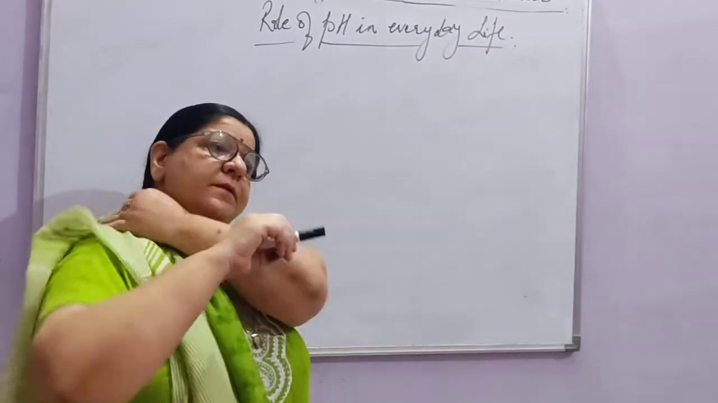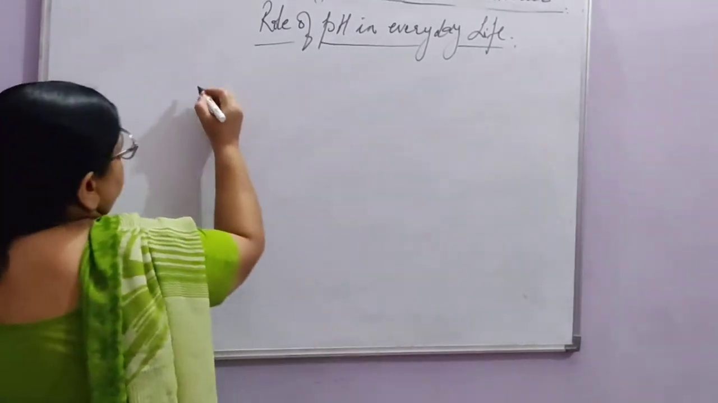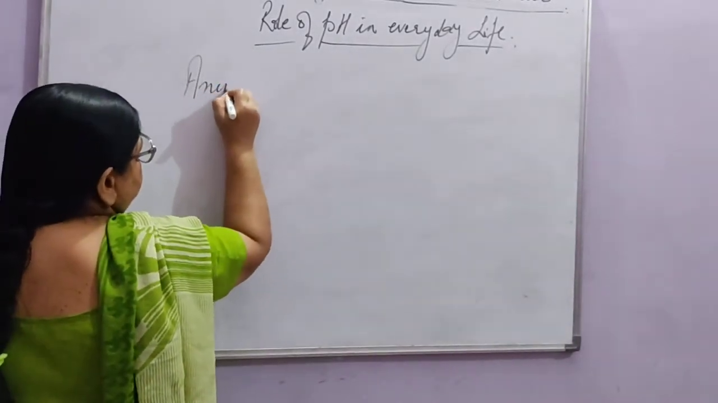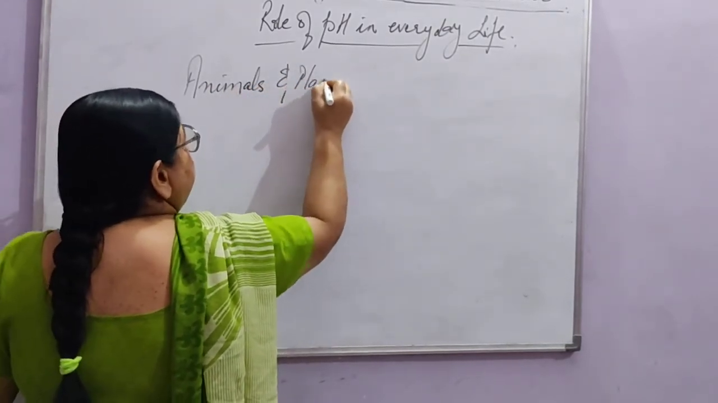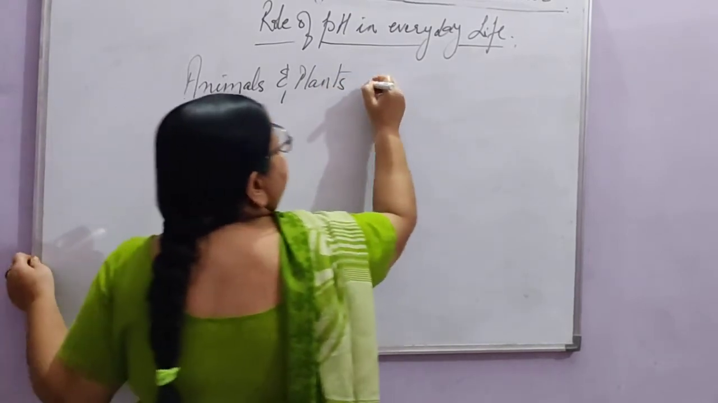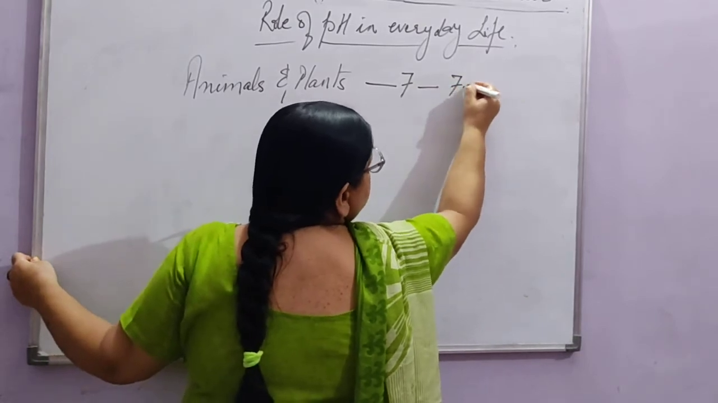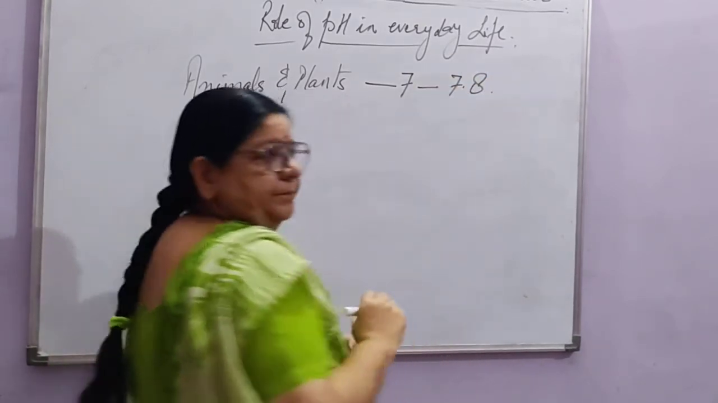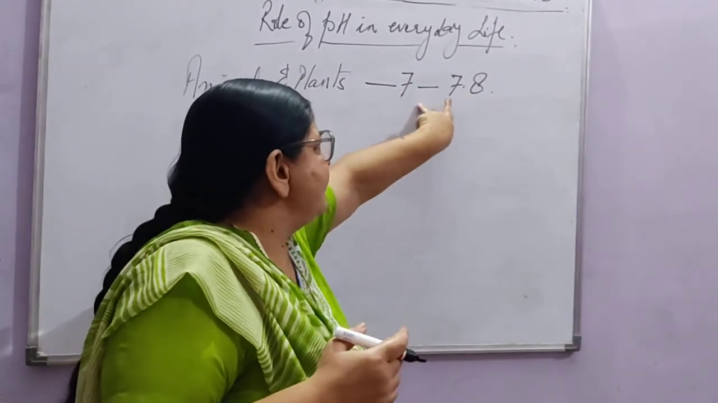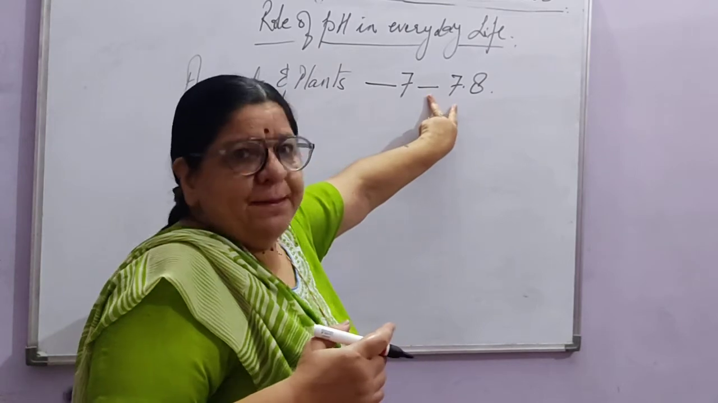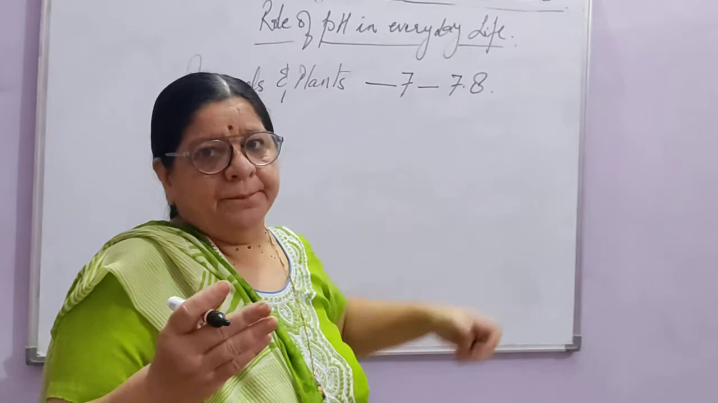Our body, that is the body of animals as well as plants, works well when the pH range is between 7 and 7.8. That is a very minimum range, 7 to 7.8. Our body works very well.